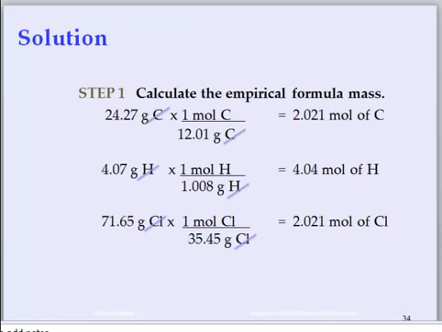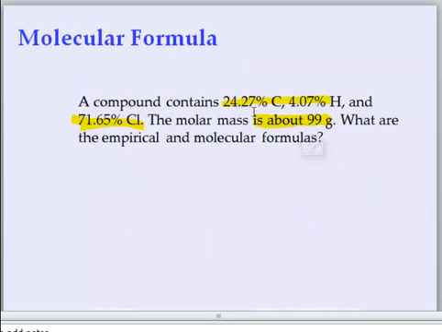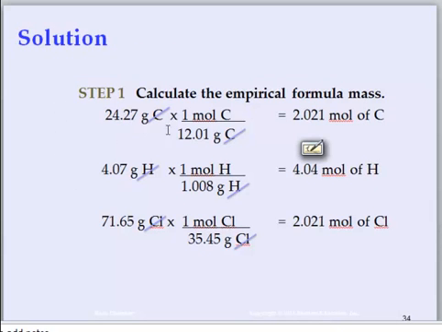The first step, whenever you have percentages, is to convert them to moles. We have 24.27% carbon, which means we want to see the total moles of that. So 24.27 grams of carbon is 2.02 moles of carbon. Same thing, 4.07% hydrogen expressed in grams is 4.04 moles, and 71.65% chlorine is 2.02 moles.